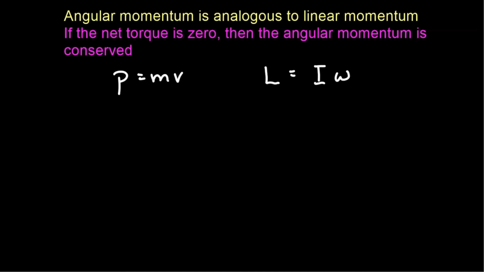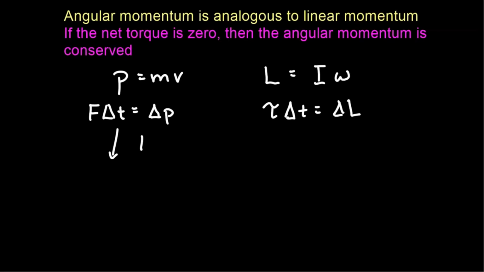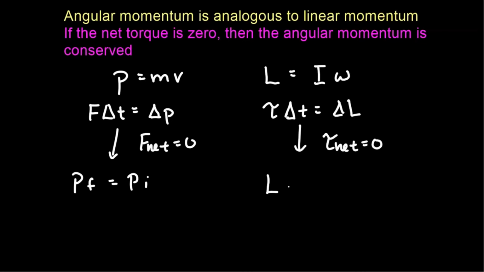We also have the impulse momentum theorem, which is F delta t, the impulse, equal to the change in momentum, delta p. The rotational version would be torque times delta t equal to the change in angular momentum. Now, if we have a net force of 0, then the final momentum is going to equal the initial momentum. And for rotational motion, if the net torque is 0, then the final angular momentum is equal to the initial angular momentum.